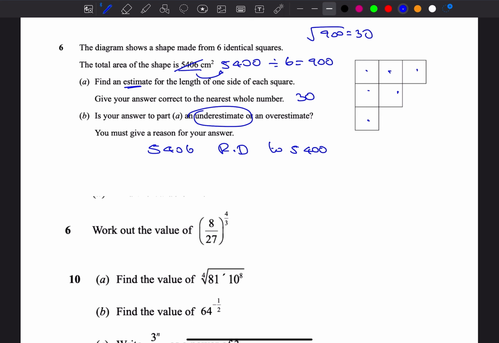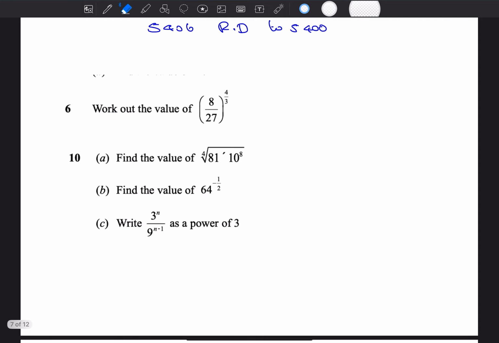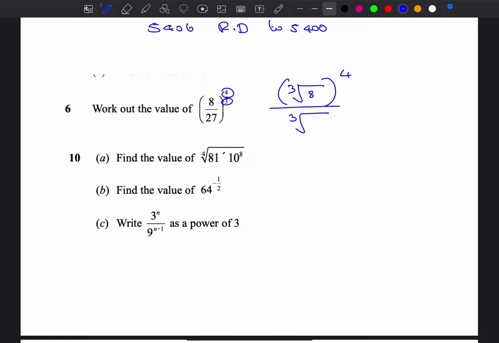Okay, do not type these things on a calculator. These are non-calculator. So you need the cube root of 8 raised to the power of 4, because of the bottom one there, the cube root of 27 raised to the power of 4. What number, if you multiply 3 times, you get 8? It's 2. That's 3. 2 to the power of 4 is 16. 3 to the power of 4 is 81. 16 over 81.